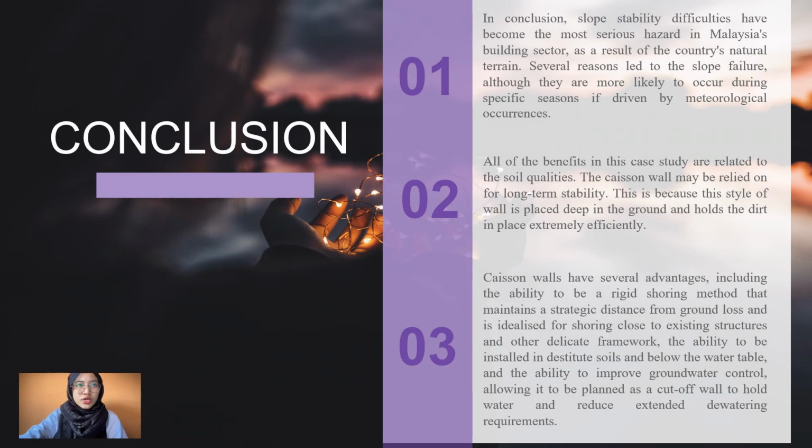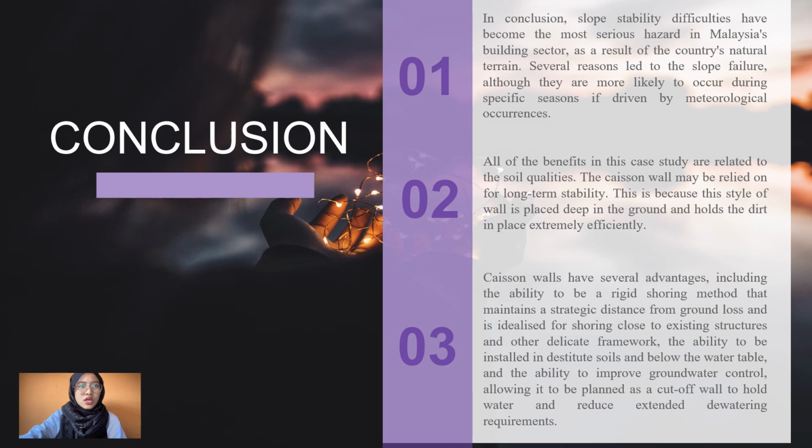Okay, for the conclusion, slope stability difficulty has become the most serious hazard in Malaysia. As a result of the contrary natural terrain, several reasons lead to slope failure, although they are more likely to occur during the rainy season. All of the benefits in this case study are related to the soil quality. The Kaizen wall may be relied on for long-term stability.